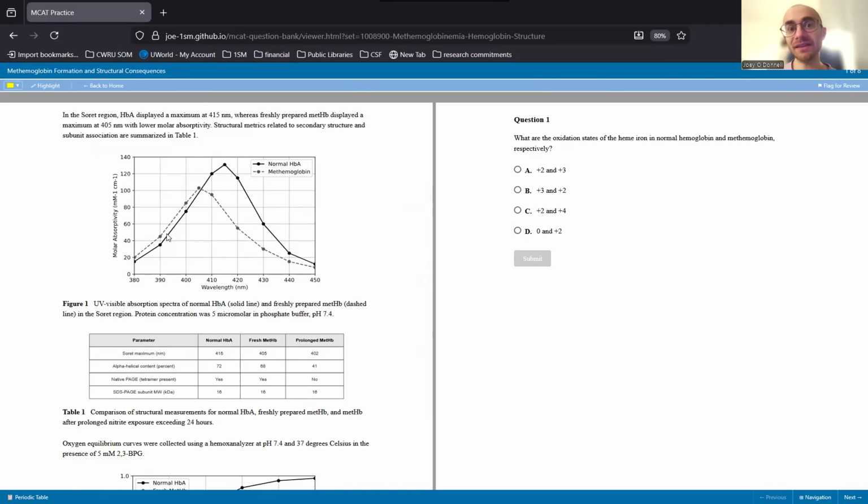Since I don't know what that is and there's no content about it, it's not like SDS-PAGE where I'm expected to know what that is. I'm not going to worry about it. I see a figure and a table, so I'm going to apply my figure and table technique. Step one is just what are our variables, independent and dependent.